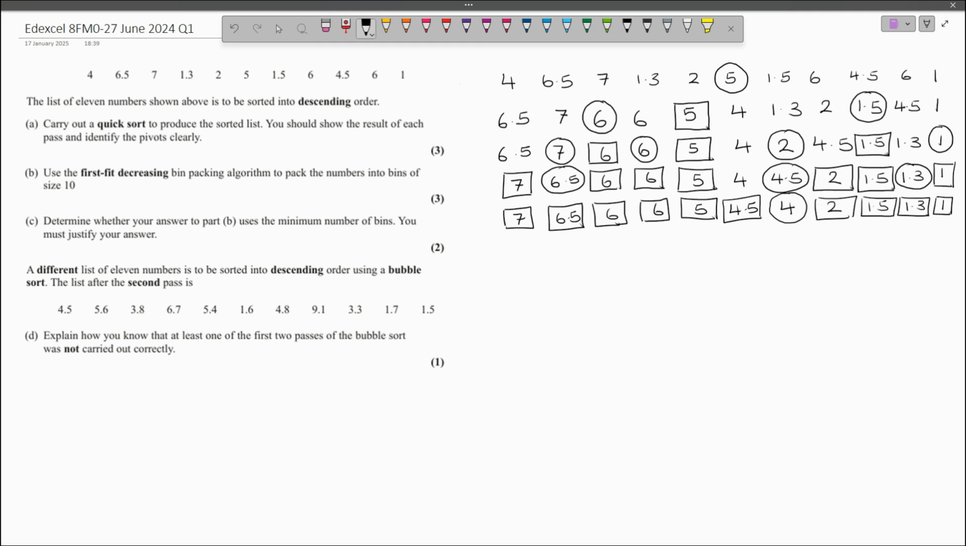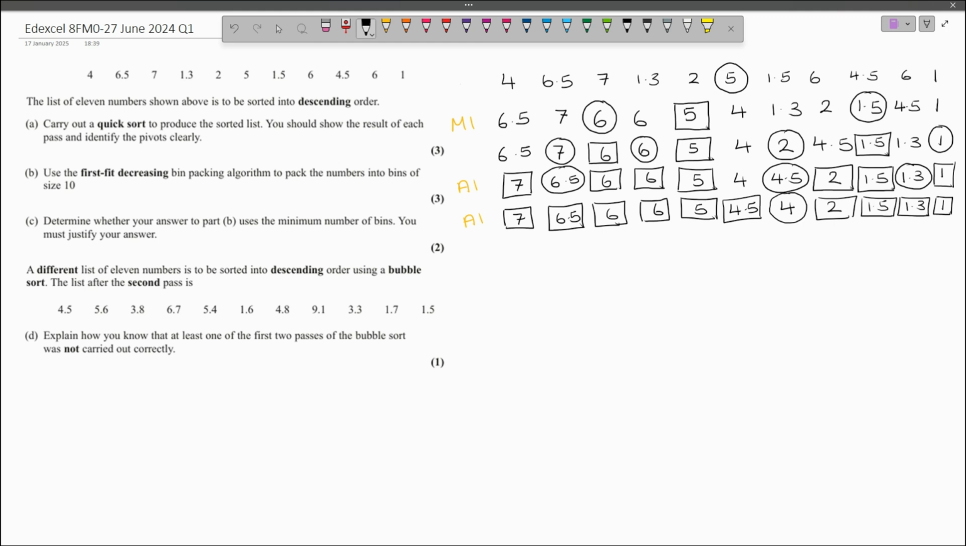So, mark-wise, you would have got the first mark for doing a quick sort, for selecting your pivots and doing the first pass. So you would have gotten a mark for getting this following row correct. You'd have got the second mark, the A1, for doing the second and third pass correct. So for sorting numbers to this part. And finally, the final mark is awarded for the completed list.